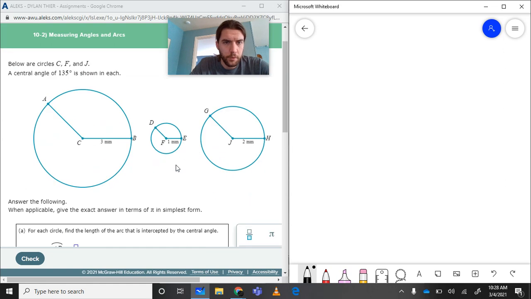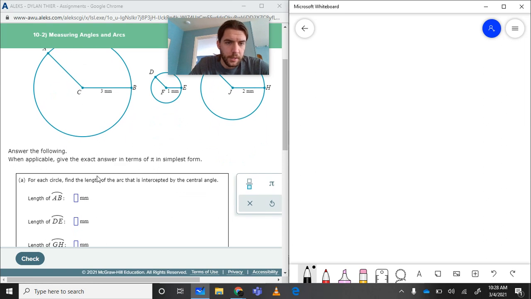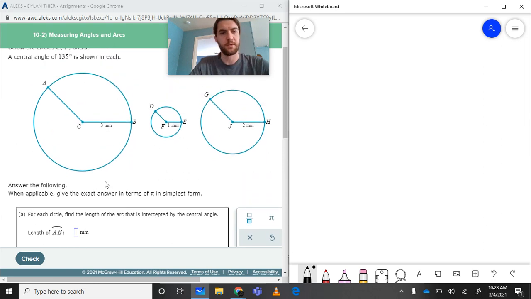Okay, problem number 4 in this one. We have a central angle given to be the same in each of these, 135 degrees. Different radiuses, 1, 2, and 3 millimeters. And now they want to say for each circle, find the length of the arc that is intercepted by the central angle. So like the arc from A to B, the arc from D to E, and the arc from G to H. So we'll do the same thing as before.